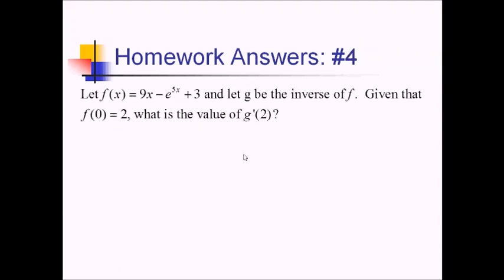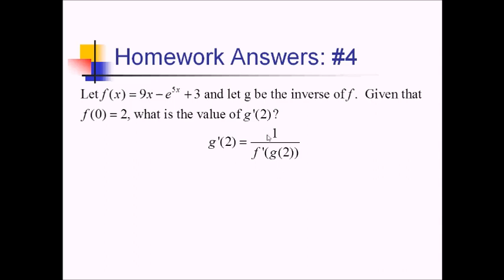For number 4, we've got this f function, and g is the inverse of f. Given that f of 0 is 2, what's the value of g prime of 2? So we're looking for the inverse derivative of this f function at the value 2. So let me use my inverse formula. I can say g prime of 2 equals 1 over f prime of g of 2, like so.